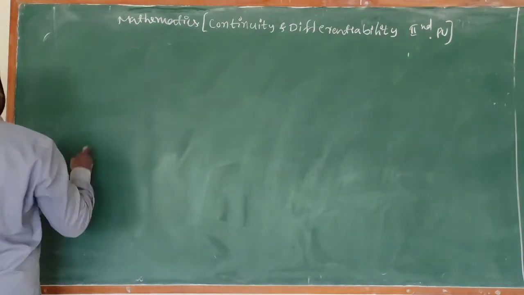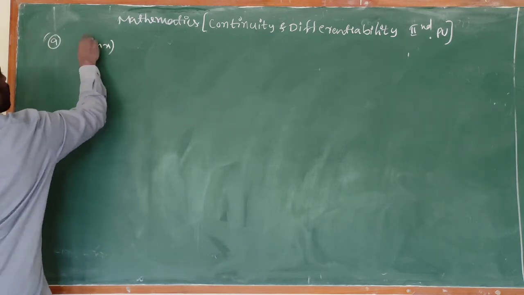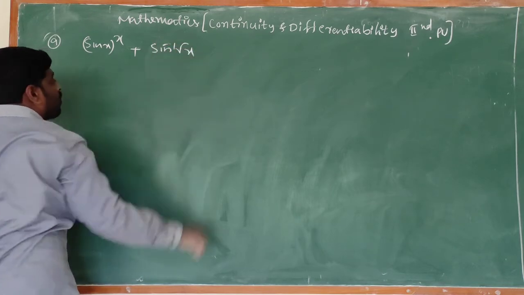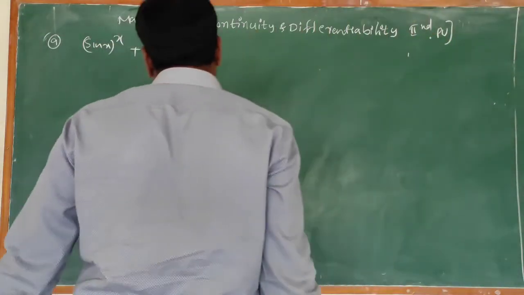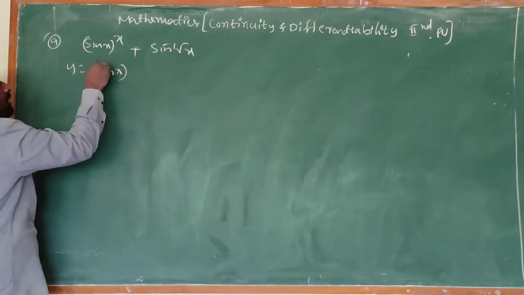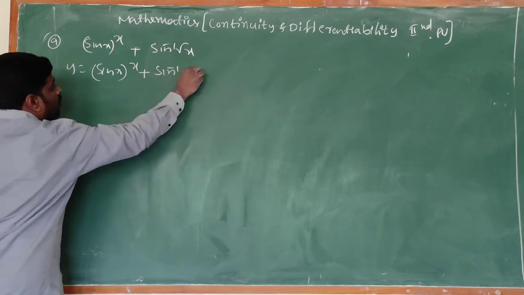Next problem is, sin x whole to the power of x plus sin inverse root x. So this one I can take as what? Y. Y is equal to sin x whole to the power of x plus sin inverse root x.